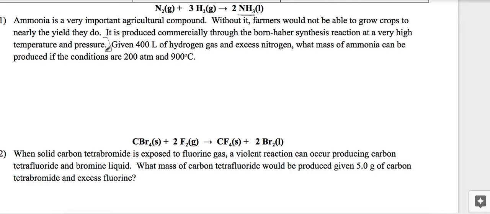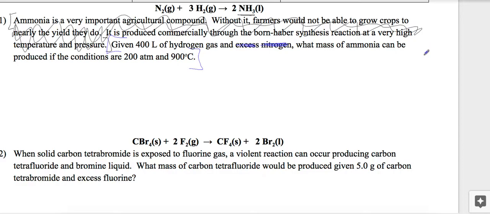So all of this so far is background information. This gives it a real-world scenario. It provides us with a reason why the ammonia is important, but for our calculations, it's extra information, so we don't need any of that. What we can do, though, is look at the rest of it and see what we need there. We have 400 liters of hydrogen gas with excess nitrogen. Remember, if it says excess nitrogen, it just means there's enough nitrogen to be able to react. We don't need to worry about it. What mass of ammonia would be produced if the conditions are 200 atmospheres and 900 degrees Celsius?